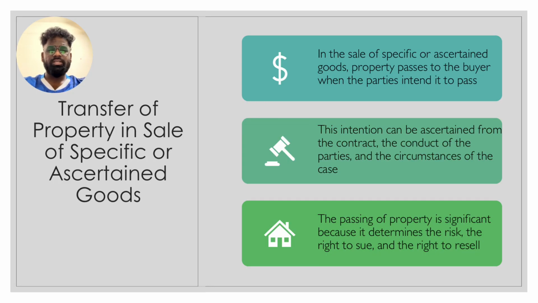Transfer of property in a sale of specific extant goods, for unique or specifically identified goods. Ownership of the property is transferred when the buyer and seller intend it to pass. This intention is determined by the contract, the behavior of the parties, and the circumstances. The transfer of ownership is important because it usually determines who bears the risk if the goods are damaged or lost.